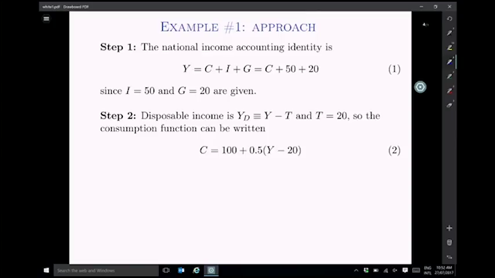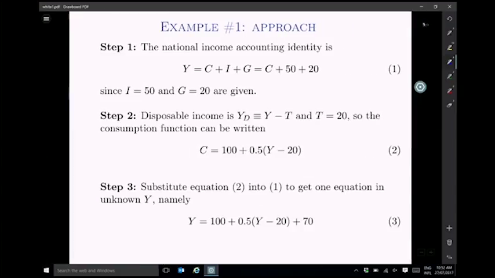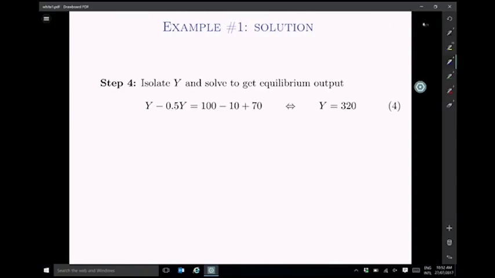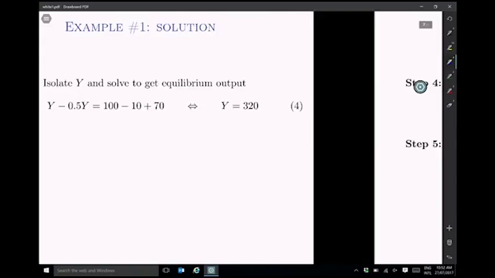And now we can calculate disposable income because we use this in the consumption function, which is given by aggregate income subtracted by taxes, and taxes is 20. So we can write down the consumption function like this. And now what we do is that we plug the consumption function back into the equilibrium condition. So you have this one equation and one unknown. This shouldn't be too hard for you at all. So you can solve for this one equation, one unknown, and you find that Y is 320 in our example.